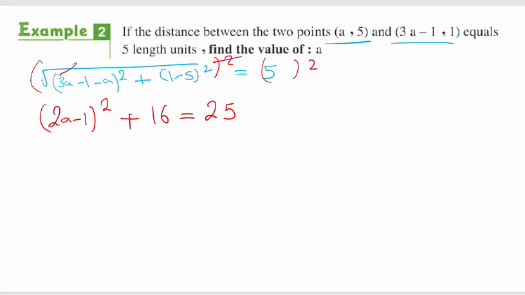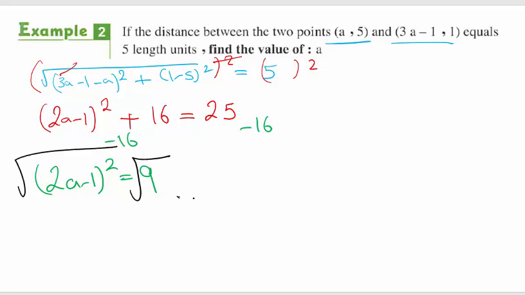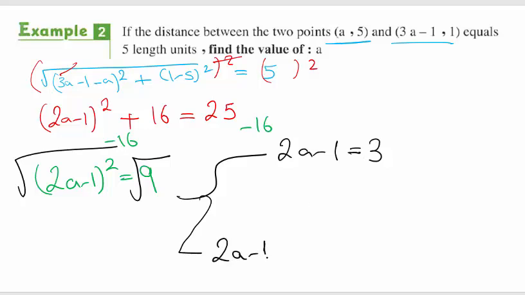The next step I should do is subtract the 16 from both sides. 2a minus 1 to the power of 2 will equal 9. What about removing the power 2? How to remove the power 2? I will apply the square root for both sides. But when you are applying the square root to both sides, don't forget that the square root of 9 will be positive or negative 3. Not only positive 3, so I will write it like this: 2a minus 1 equals 3, or 2a minus 1 equals negative 3, because the square root of 9 is positive or negative 3.